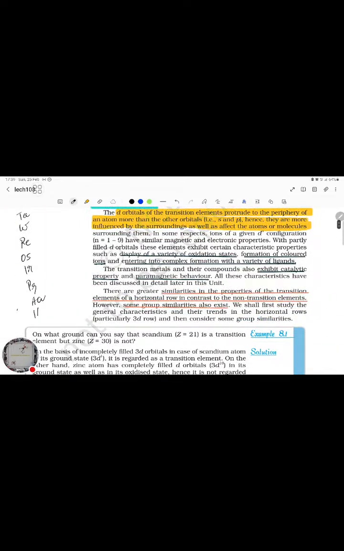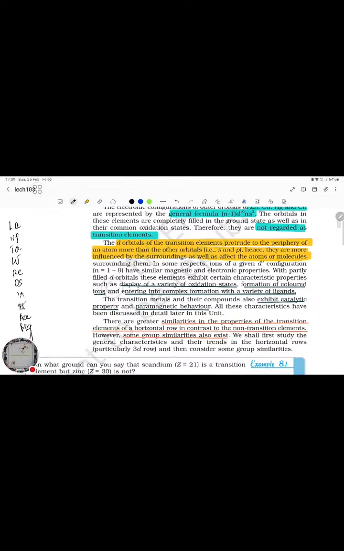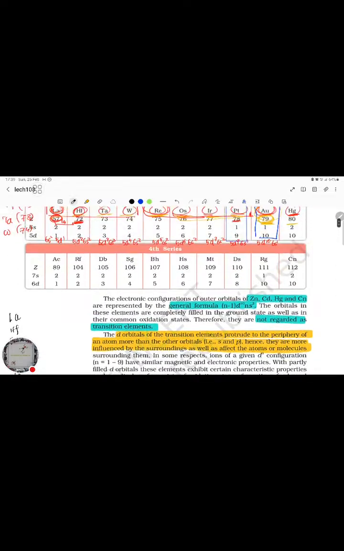Yes, so let me just remember it again. Lanthanum and hafnium, tantalum, wolfram, rhenium, osmium, iridium, platinum, gold, and we have mercury. Mercury is hydrargyrum.